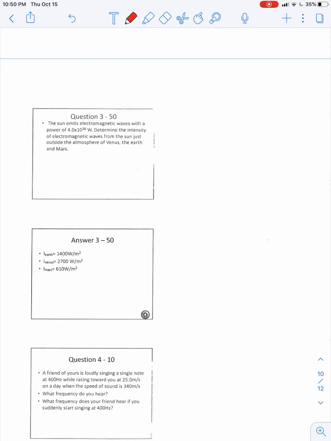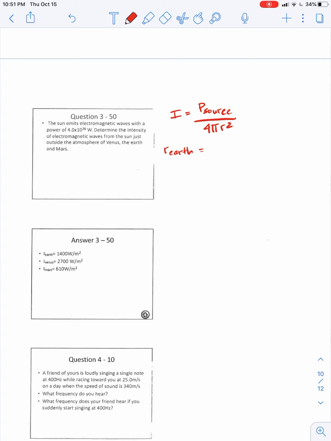This one says that the sun emits electromagnetic waves with a power of 4 times 10 to the 26 watts. Determine the intensity of the electromagnetic waves from the sun just outside the atmosphere of Venus, the Earth, and Mars. Okay, so this is one of those that you have to do the intensity. It's the power of the source divided by 4 pi r squared. There was an equation in our PowerPoint about spherical intensity, and this would be like that because planets are like spheres.